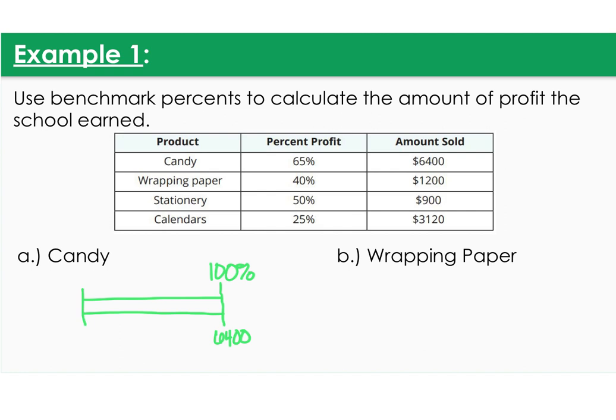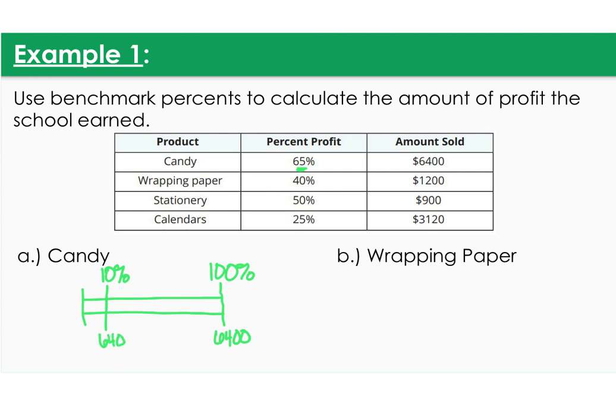So the question is, how can we get down to 65% from 100%? And it looks like I could go by 5%. But we could start by going by 10%. So what would 10% of 6,400 be? That's going to be 640.